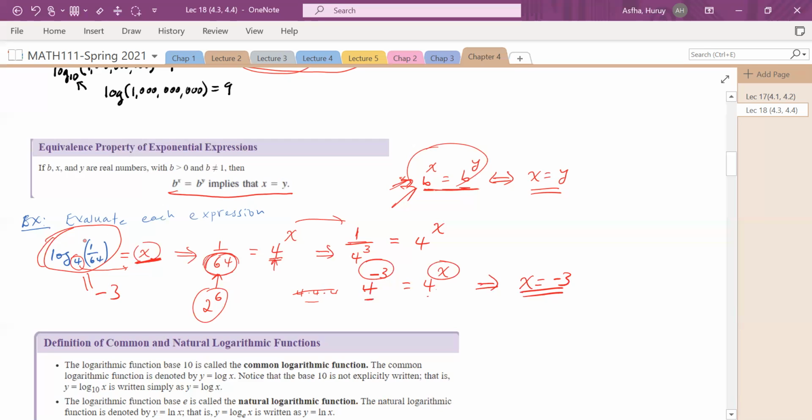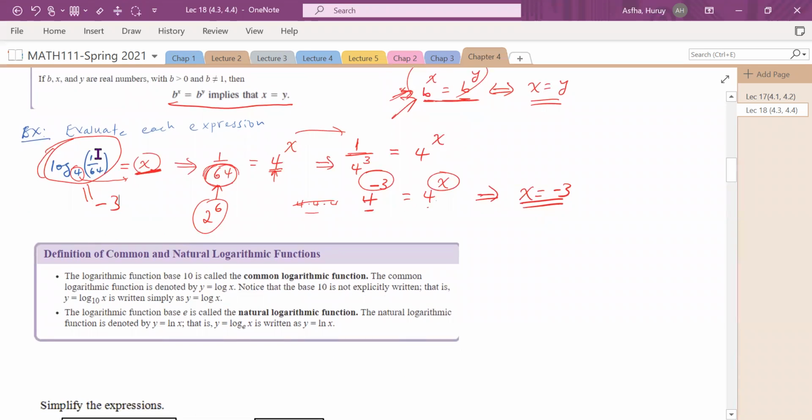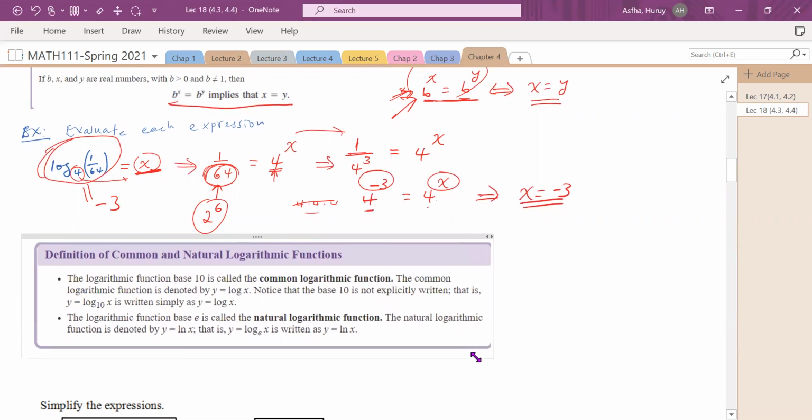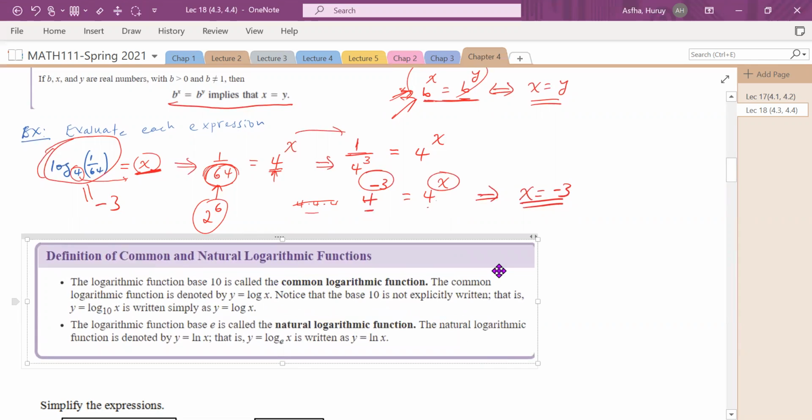So this relationship is so important, this equivalence property. We use it to simplify or solve logarithmic or exponential expressions and equations, of course.